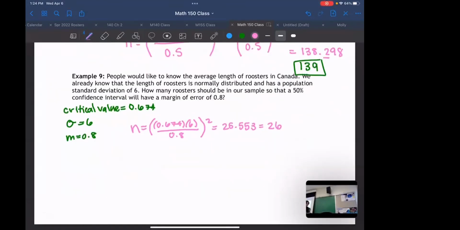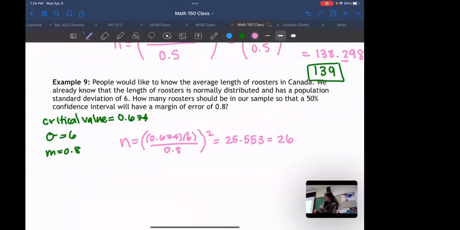All right, let's come back up to the front. I got Alyssa to write up her answer. Do you want to take us through what you did? Awesome job. Any questions on example 9?